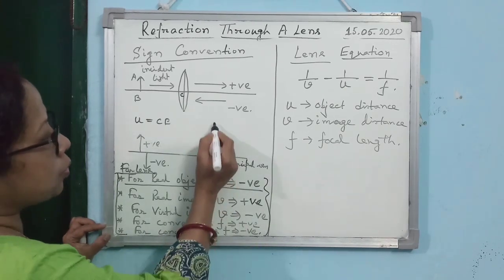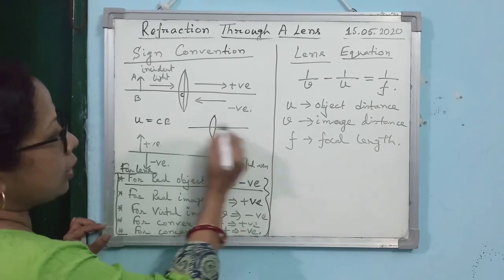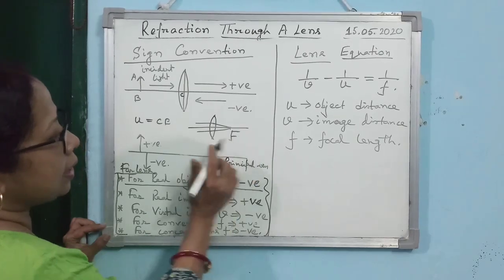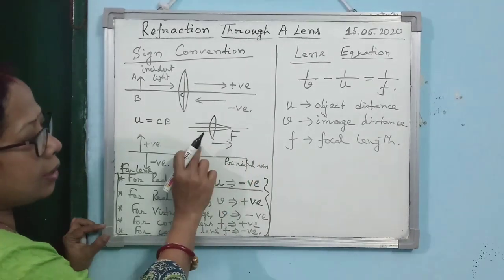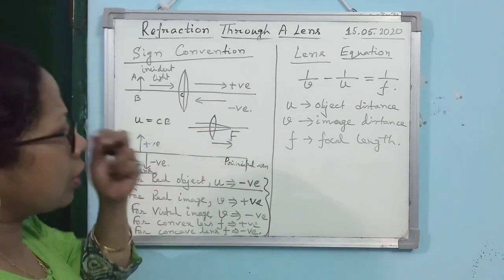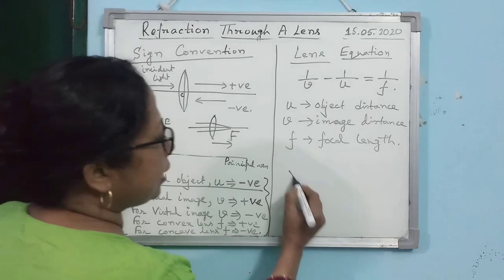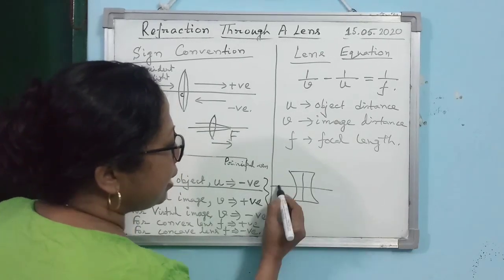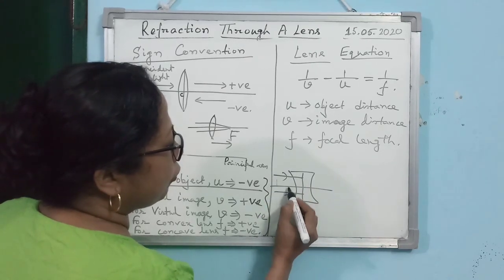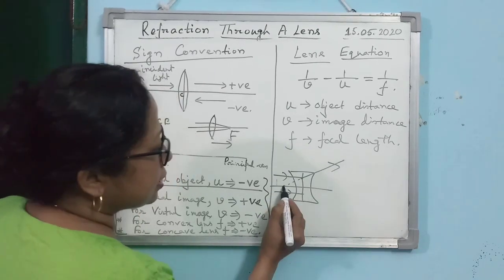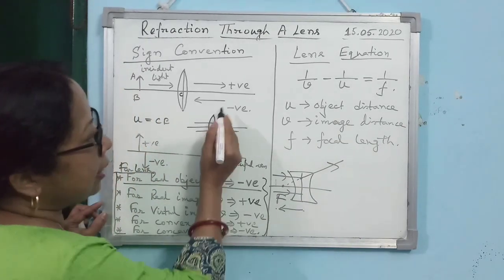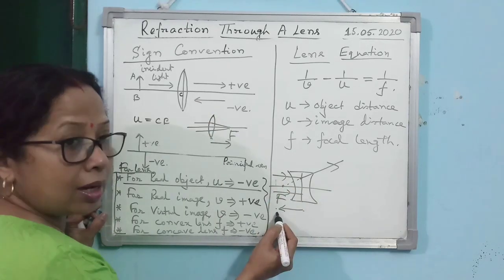Why is the focal length positive for a convex lens? Just look at it: when rays are falling, they converge here. So this is the focus. When you are measuring the focal length, you are moving along the same direction, so focal length is positive for a convex lens. And when you consider the concave lens, I hope you remember, when a parallel beam of rays falls on it, here is the focus. When you measure the distance, you are moving in this direction, opposite to the direction of the incident ray.